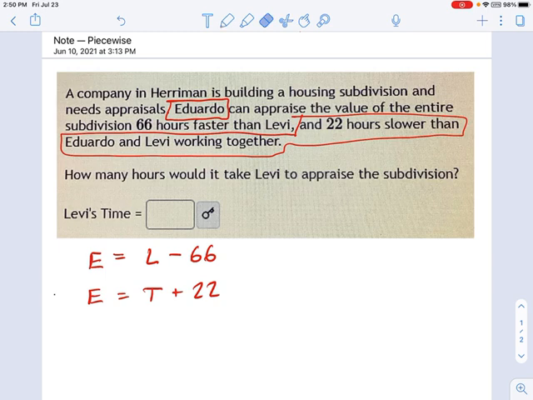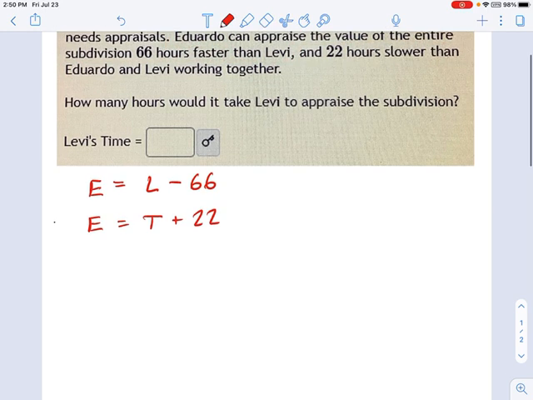Now, maybe this Levi guy just got his appraisal license and Eduardo's been doing it a long time, so that's the reason for their differences. But we need to understand how long it's going to take Levi to do this job. And be careful, sometimes it asks for Eduardo, sometimes it asks for Levi. So you've got to watch out who it's asking for.